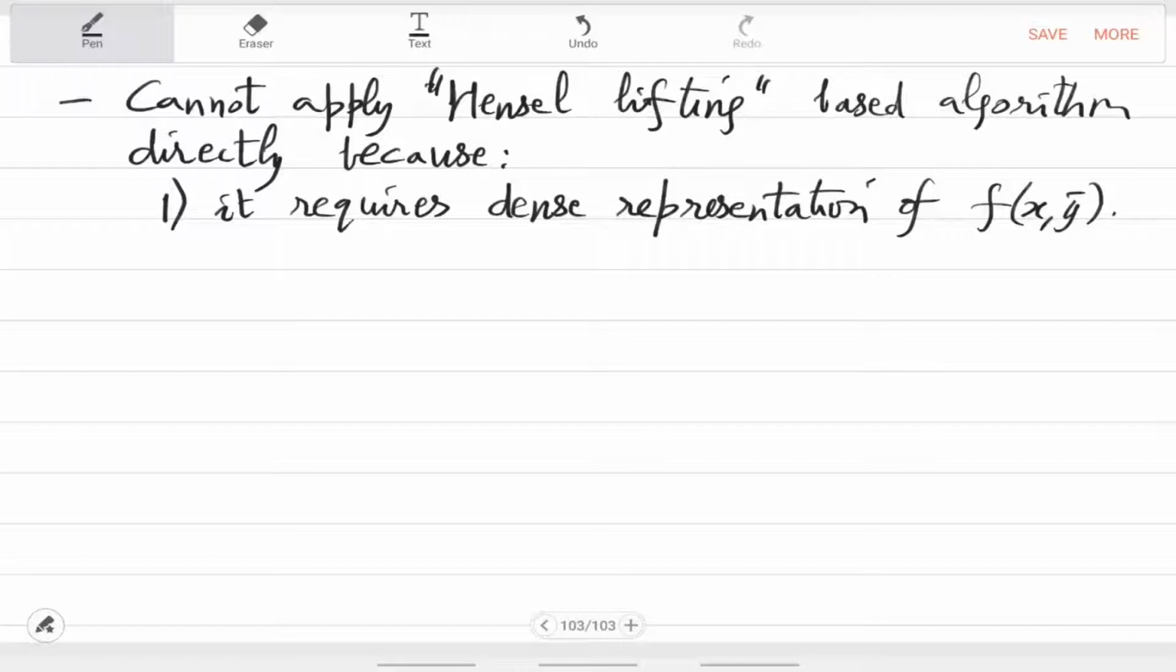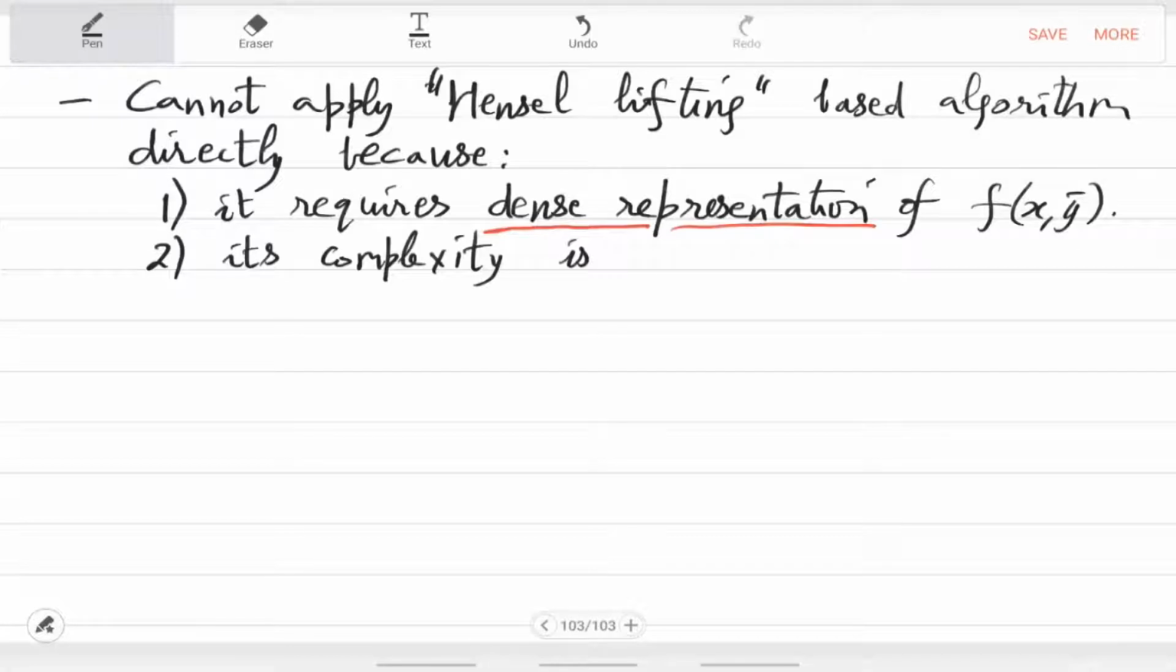So dense representation is this monomial by monomial representation. And even if you learn this dense representation by some learning algorithm, it will be too big. So its complexity is d raised to n. So that's exponentially high than dn. Right, so you want polynomial in dn, but this is d raised to n, which is exponential as n grows arbitrarily.